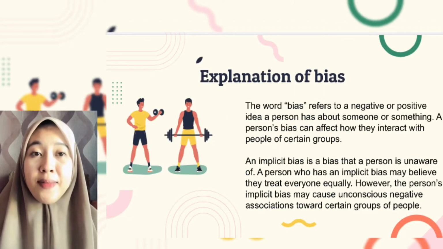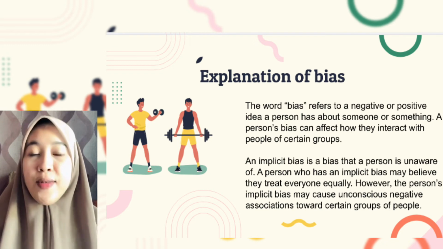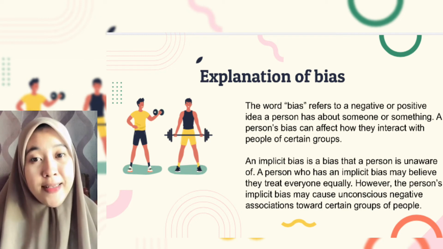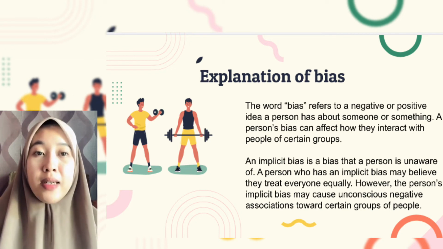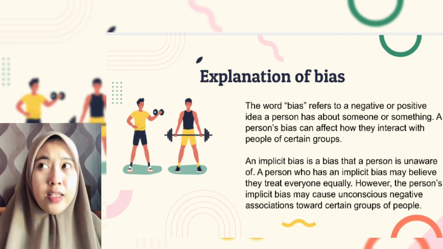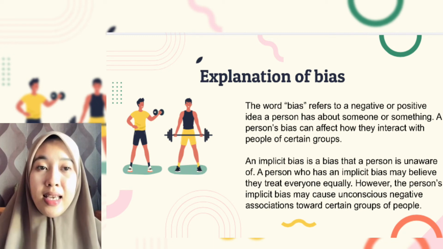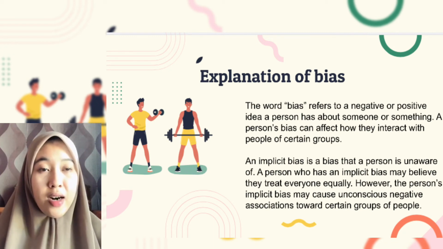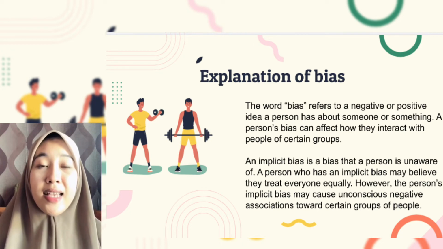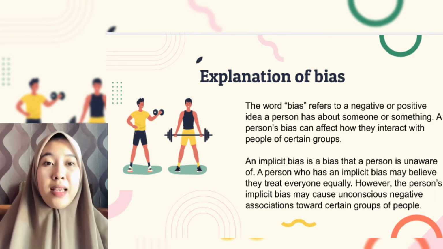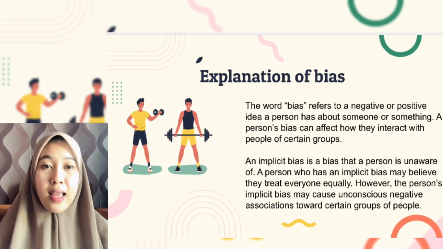Two, explanation of bias. The word bias refers to a negative or positive idea a person has about someone or something. A person's bias can affect how they interact with people of certain groups. An implicit bias is a bias that a person is unaware of. A person who has an implicit bias might believe they treat everyone equally. However, the person's implicit bias may cause unconscious negative associations toward certain groups of people.